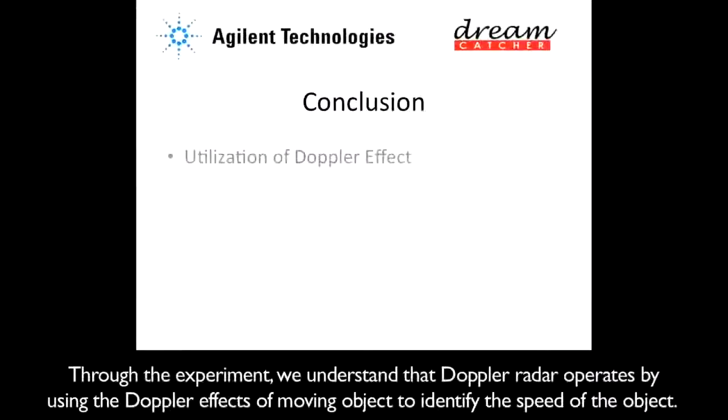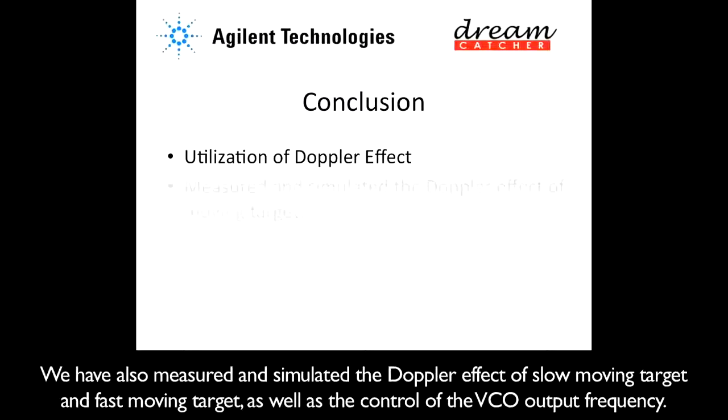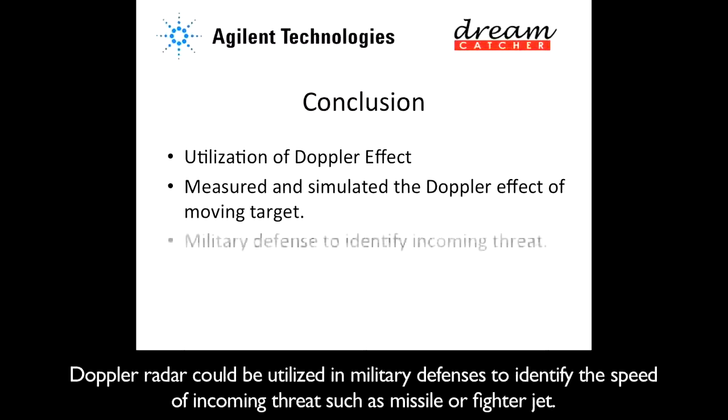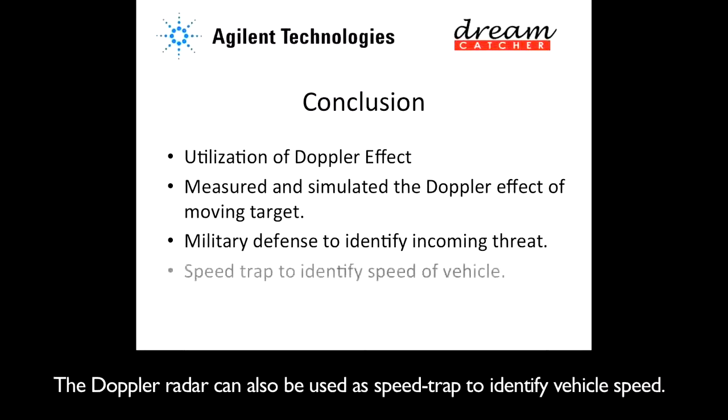Through the experiment, we understand that Doppler radar operates by using the Doppler effects of moving object to identify the speed of the object. We have also measured and simulated the Doppler effect of slow-moving target and fast-moving target, as well as the control of the VCO output frequency. Doppler radar could be utilized in military defenses to identify the speed of incoming threat such as a missile or fighter jet. The Doppler radar can also be used as speed trap to identify vehicle speed.